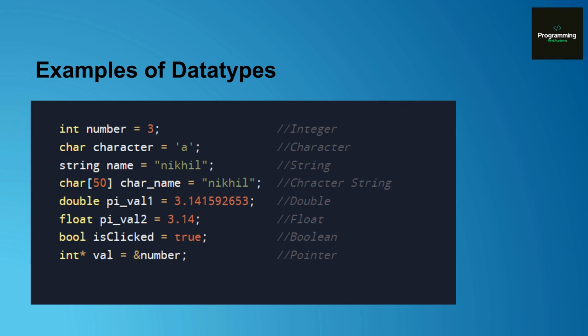Then we have double, which will have more precision, as we saw in the previous video. The float will also have decimal values, but the precision is less. Then we have a boolean, which can store two values, true and false. And then we have a pointer. Now pointer is something which can store the address of another variable, and we are going to look into the pointer in later videos.